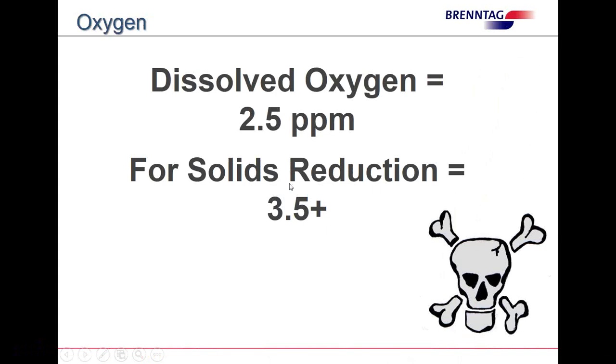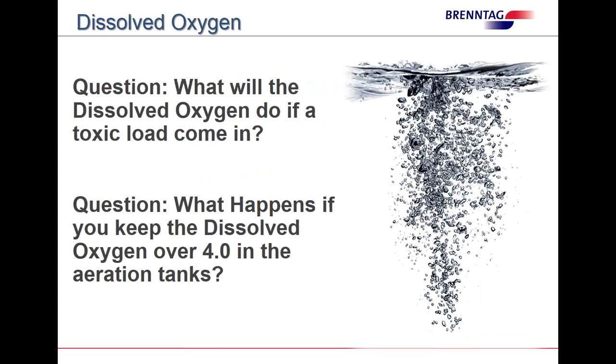Okay, everybody asks me about dissolved oxygen all the time. I like 2, 2.5. That's a great DO. If we can get a little lower sometimes, and sometimes if you got a lot of sludge, you can run it up to 3, 3.5. That's even better for solids reduction.